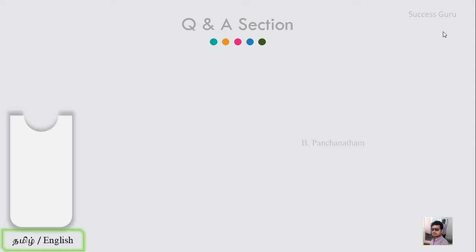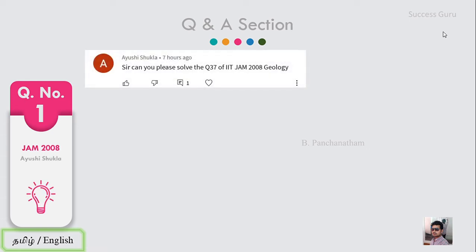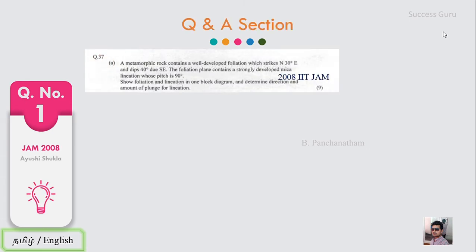And the very first question is from JAM 2008, and the question is that a metamorphic rock contains a well-developed foliation which strikes north 30° east and dips 40° due southeast. The foliation plane contains a strongly developed mica lineation whose pitch is 90°. Show the foliation and lineation in one block diagram and determine the direction and amount of plunge for the lineation.